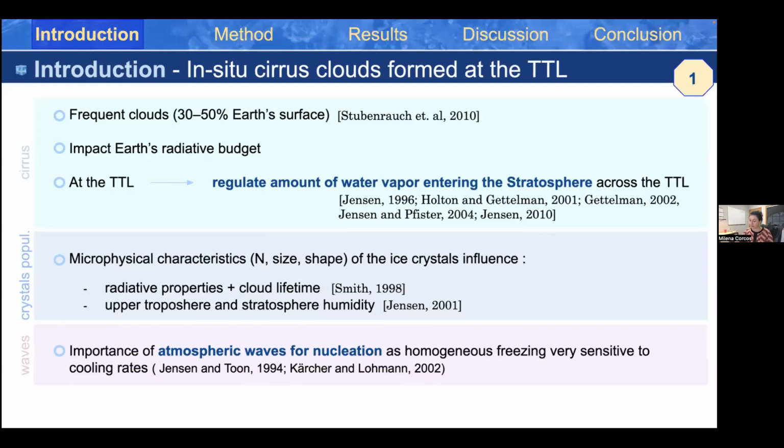Beyond their altitude and their thickness, it is really their microphysical characteristics that set their life cycle, their radiative properties, and their dehydration efficiency. Now it is commonly admitted that homogeneous nucleation is dominant in the formation of in situ cirrus clouds in the TTL, and thus that gravity waves, by generating high cooling rates, are key in the formation and the life cycle of these clouds.